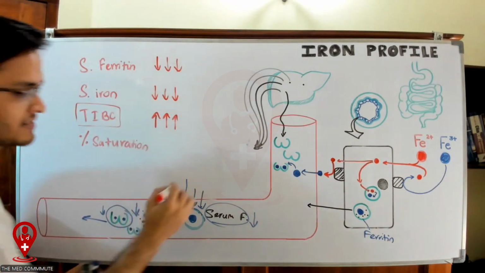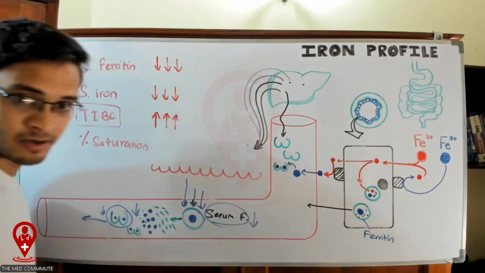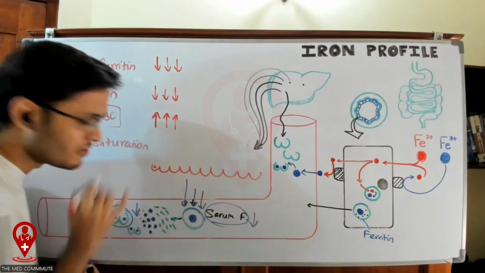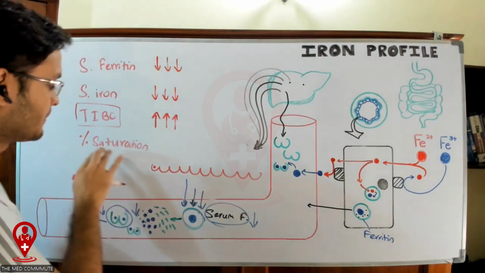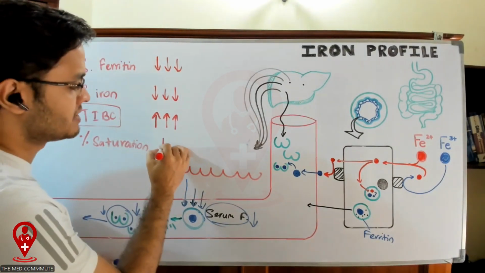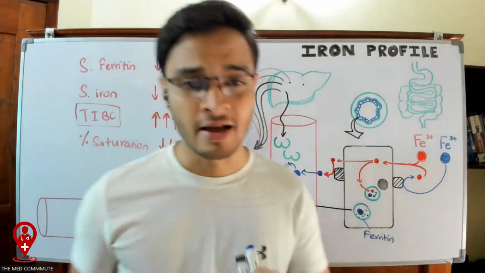And if you look at the percentage saturation, what do I mean by percentage saturation? There was so much transferrin, but only one was loaded with ferric iron. So the percentage saturation is going to be low, guys. Okay. This is our basic iron profile.